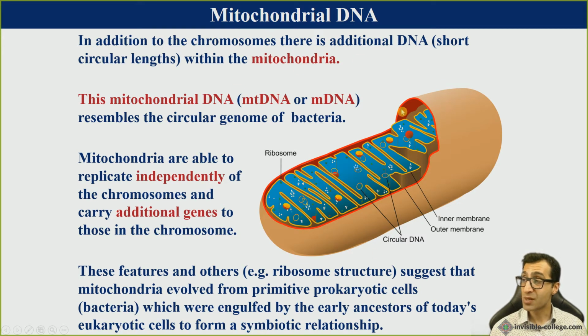So the endosymbiont hypothesis is that organelles such as mitochondria and also chloroplasts, which share some of these features, were once free-living prokaryotic organisms early in evolutionary history, and became engulfed by the ancestors of the eukarya, and struck up a symbiotic relationship with them.